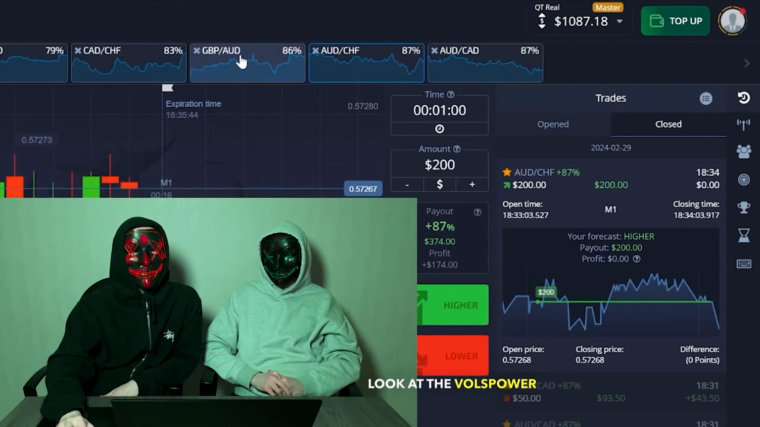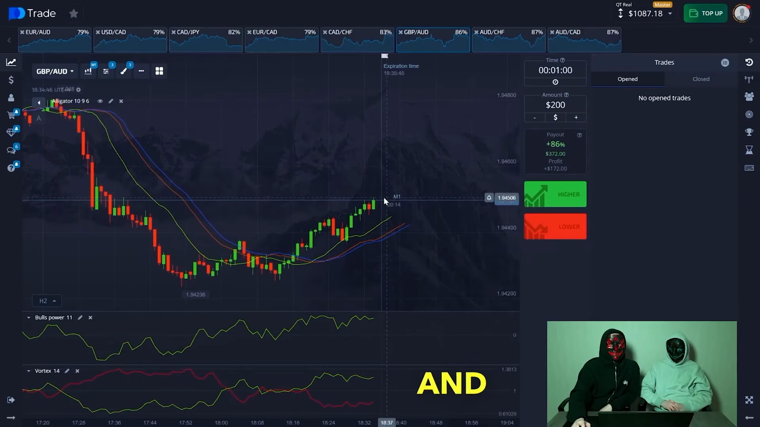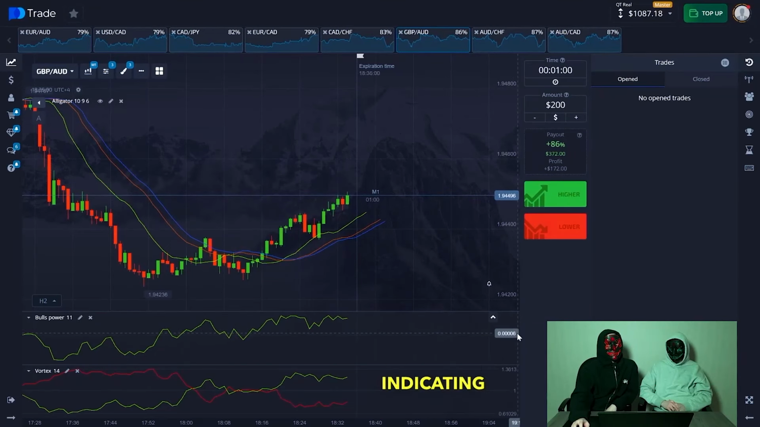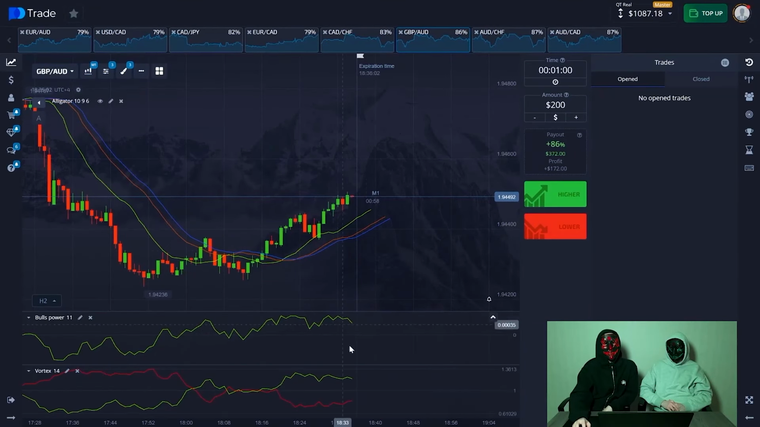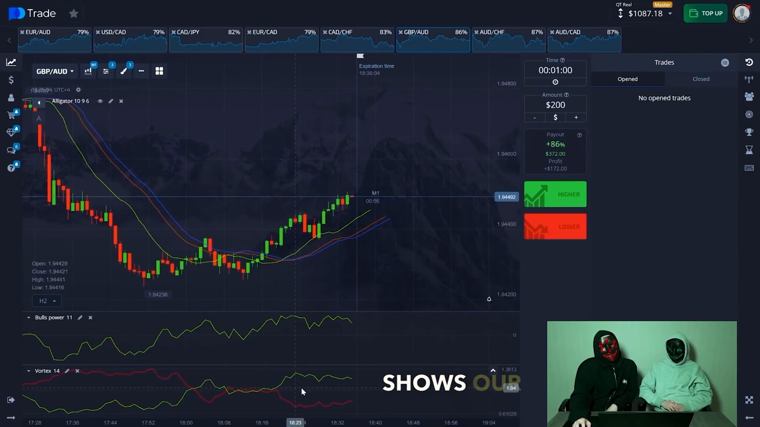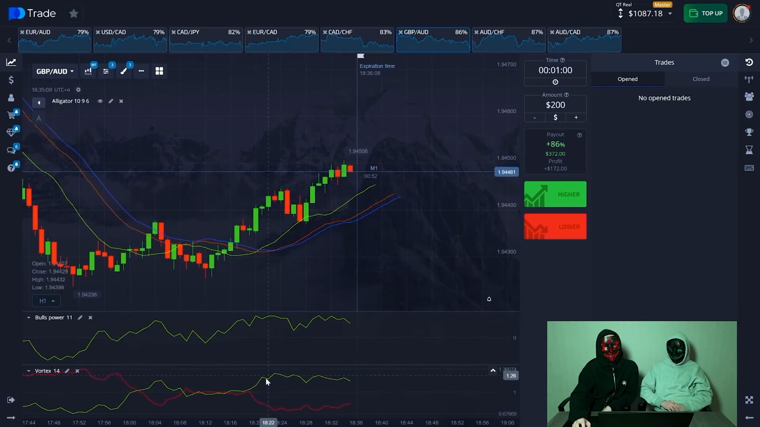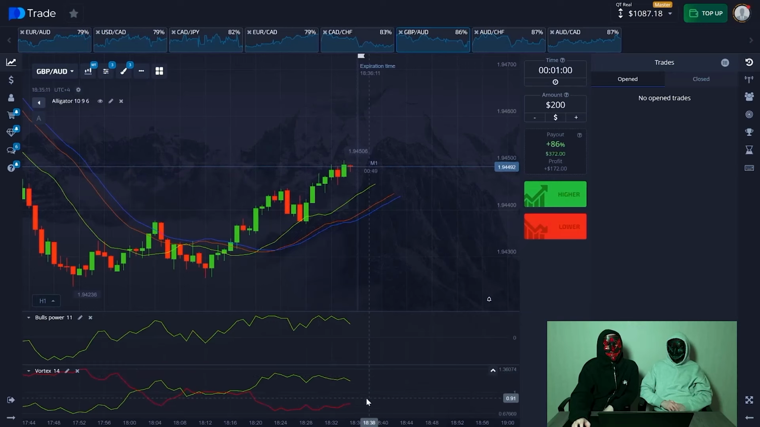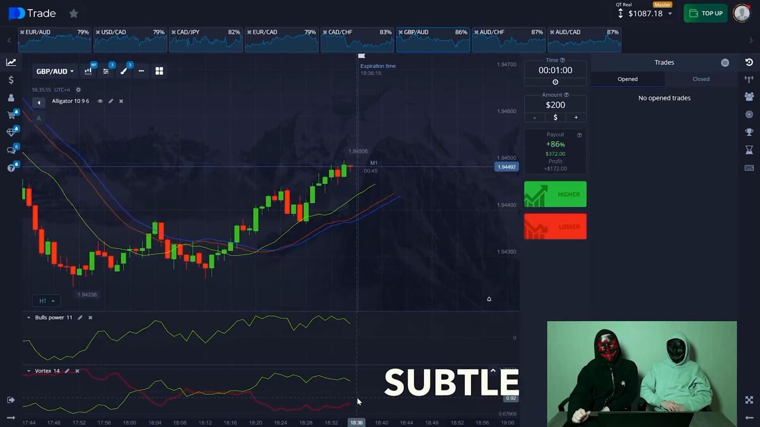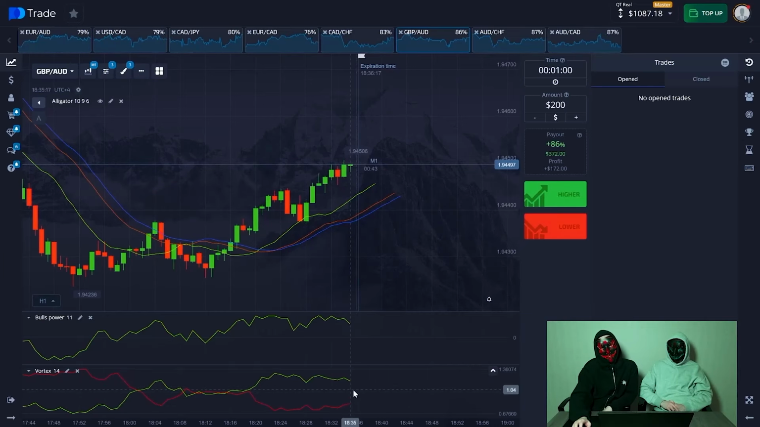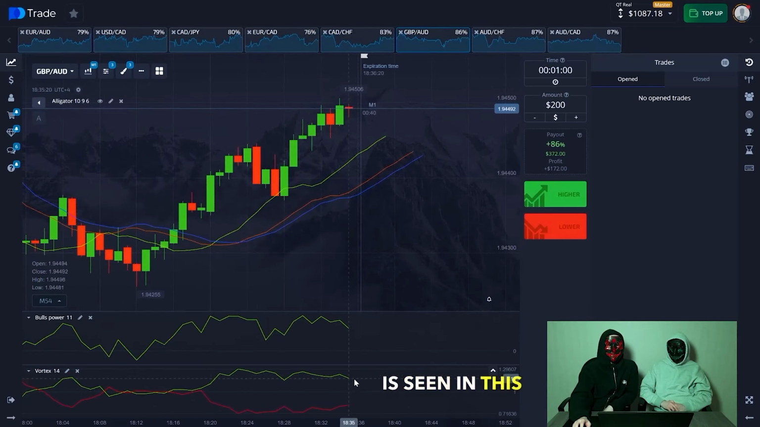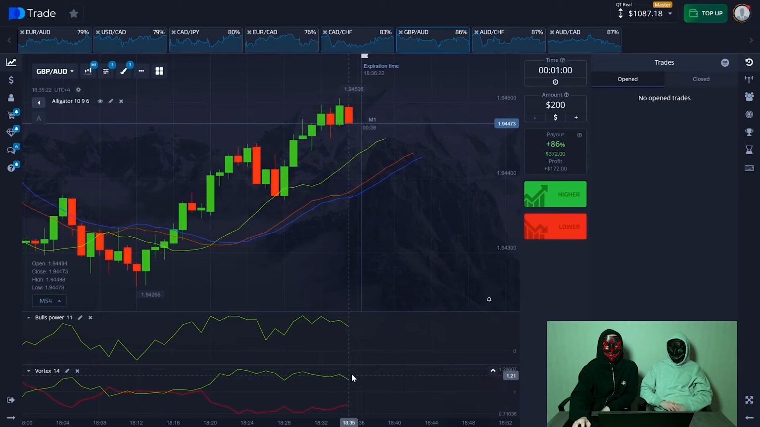Look at the Vols power indicator, we have a percentage and it has surpassed 0, indicating the trend is rising. The vortex indicator shows our moving greens and reds are widely separated. This signifies an upward trend development. But there's a subtle hint of a drop. A decrease is seen in this area, illustrated by the new red candlestick heading downward.